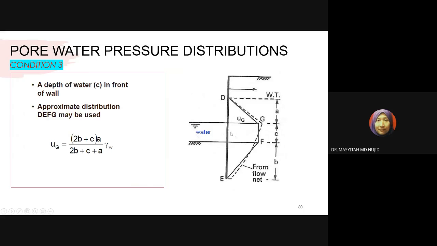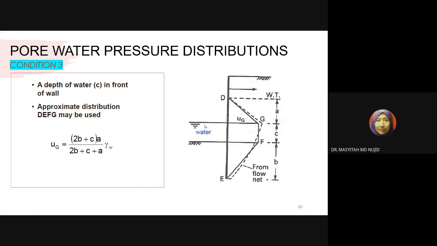This is a condition of some sort of ocean, for example. So you want to construct a prop wall, for example, for a land reclamation area. So for these conditions, what do you need to do to consider the water pressure effect? You have to approximate the distribution DEF.